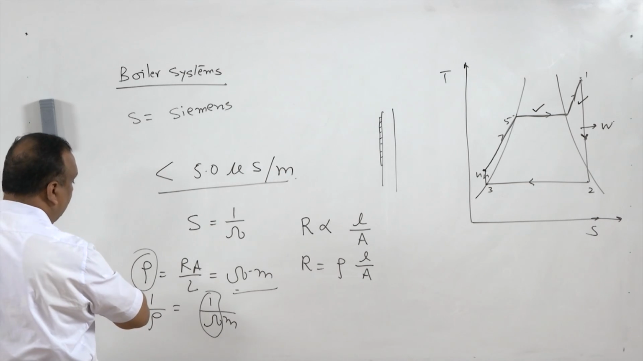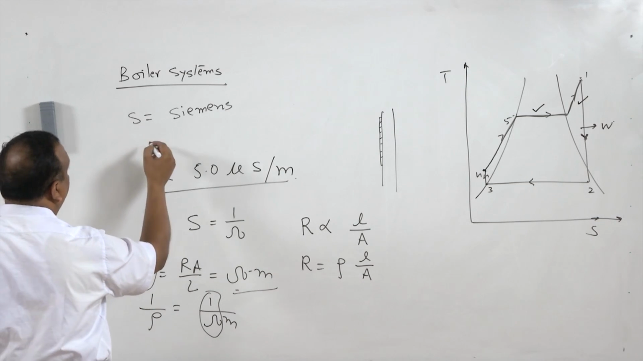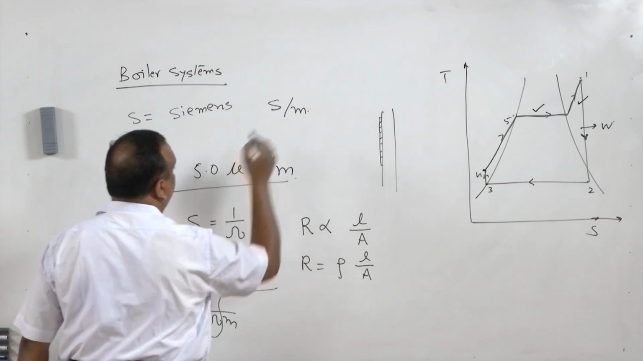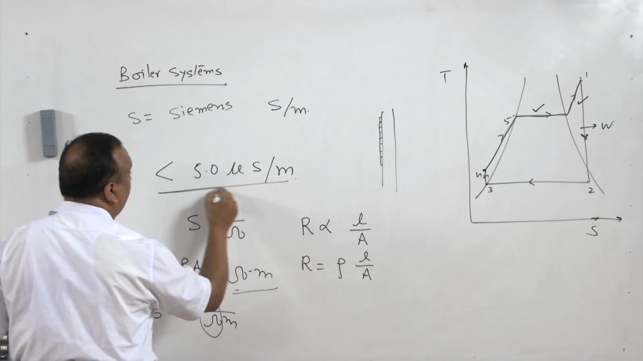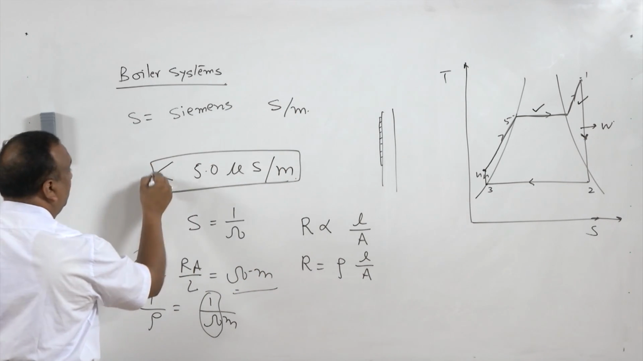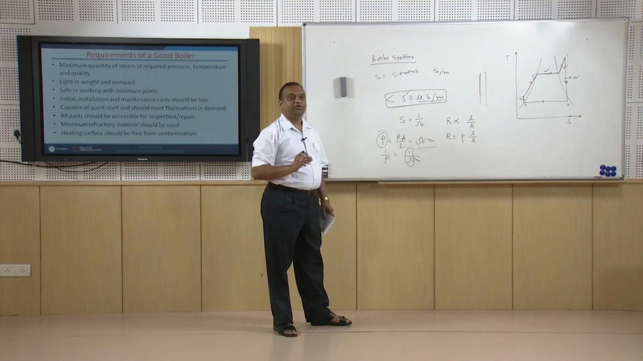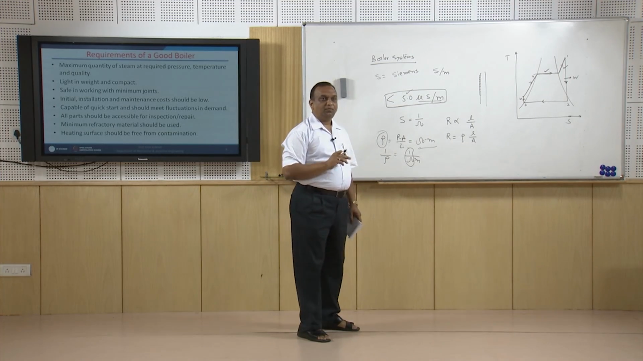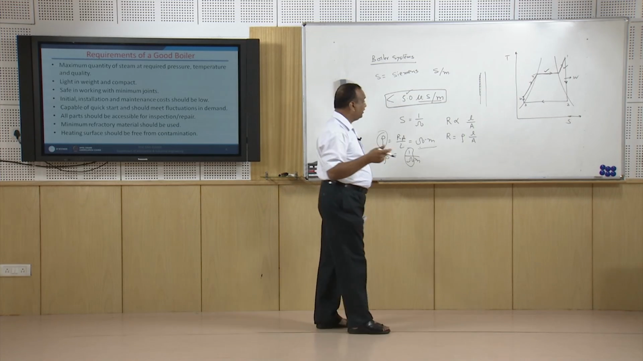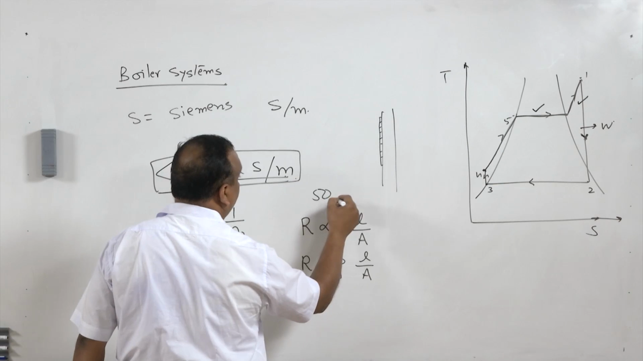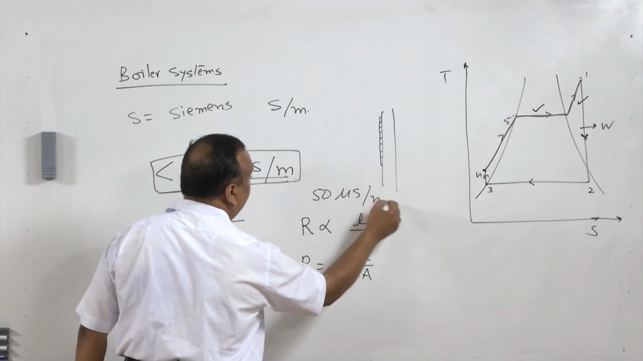So, the conductivity of water is expressed in terms of Siemens per meter. The conductivity of the water has to be less than 5.0 microsiemens per meter. That reflects the purity of water. Now, potable water can have conductivity up to 50 microsiemens per meter.